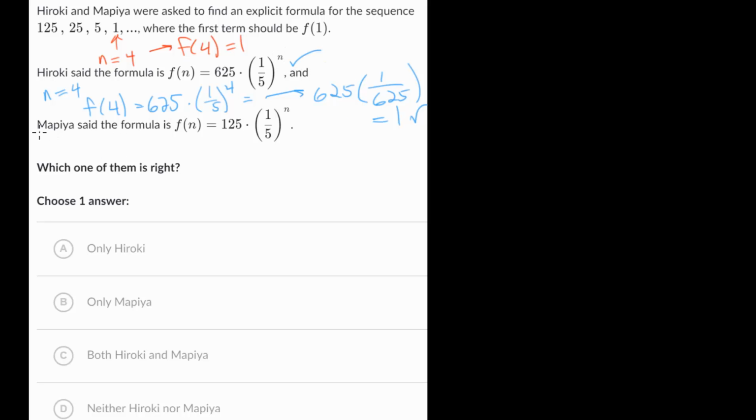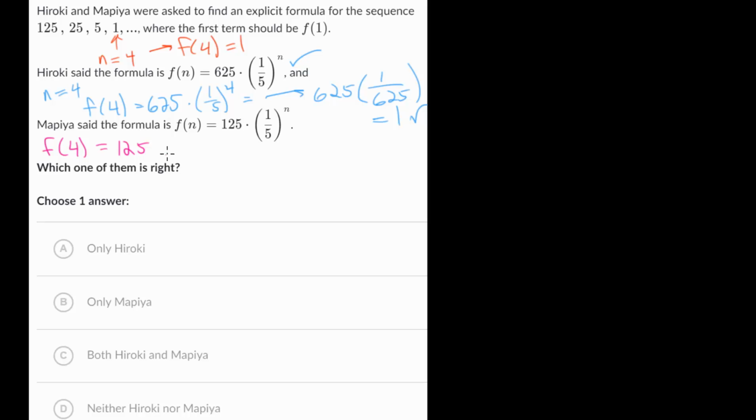And let's try it for Mapaya's formula here. So for that one, we're going to do the same thing. We're just plugging in 4 to our formula. And you can see this can't be correct because, well, it's the same term here for our common ratio raised to the nth power, but the starting number is different. So they can't both be equal to 1 here since they're different formulas. But we can try it anyways.